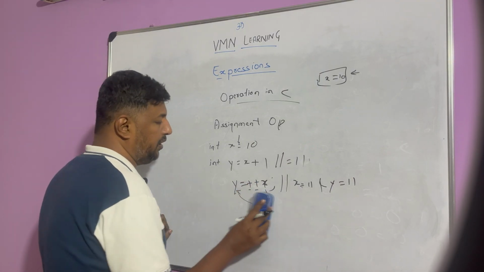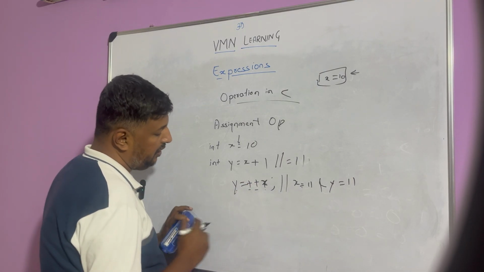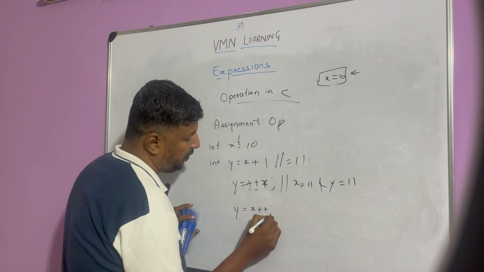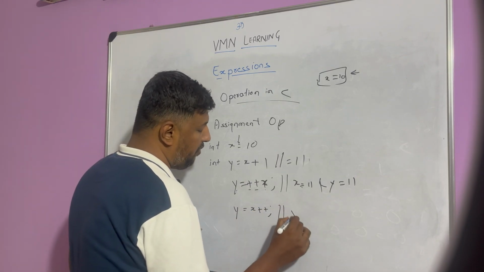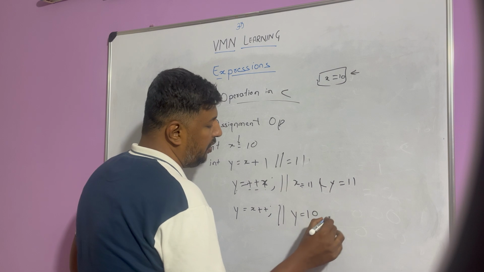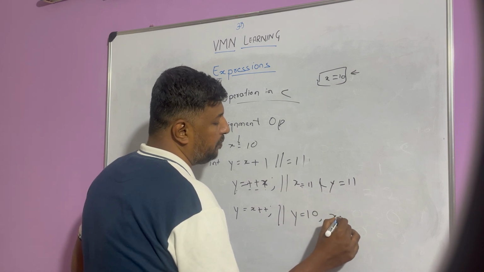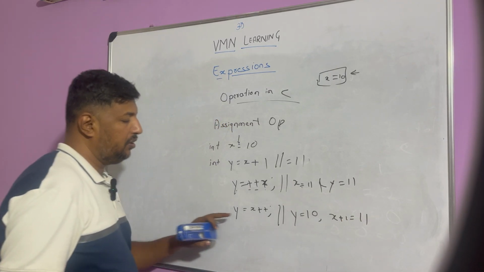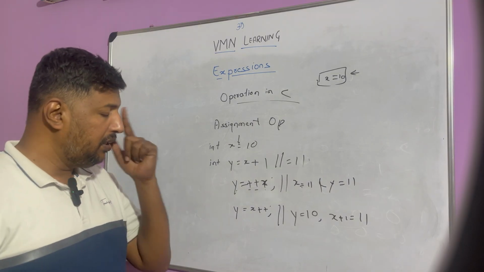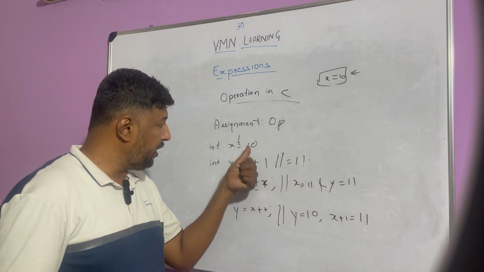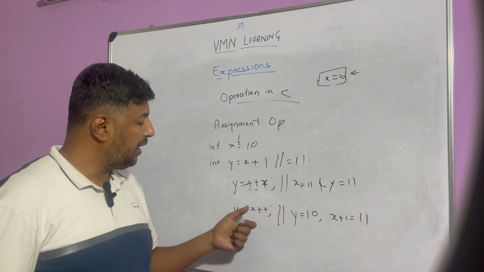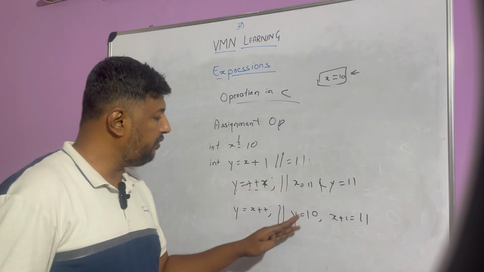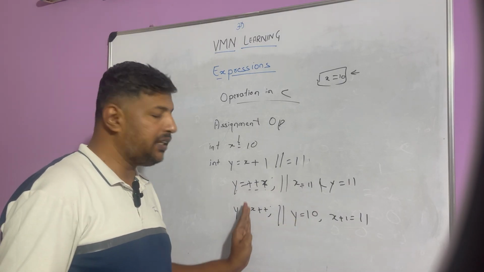Now if it is a post-increment, let's say y is equal to x++. Initially the value of x will be assigned to y, then x will be incremented by 1, to 11. So x++ will use the previous value of x, as it is the post one, not the pre one. So initially the value will be applied to this and then the increment will happen.